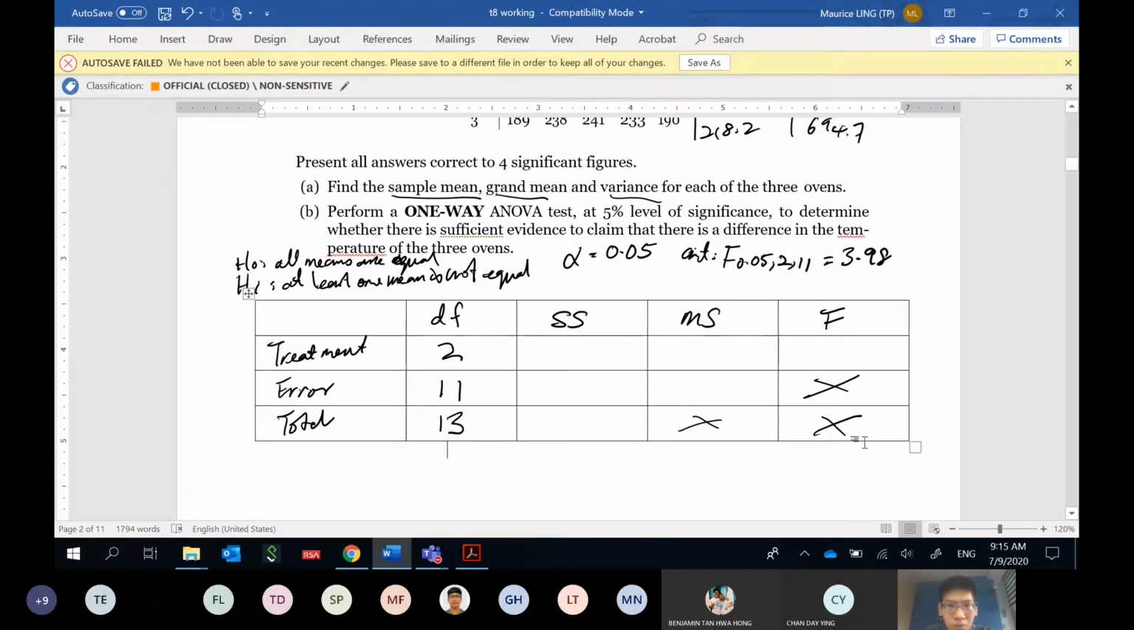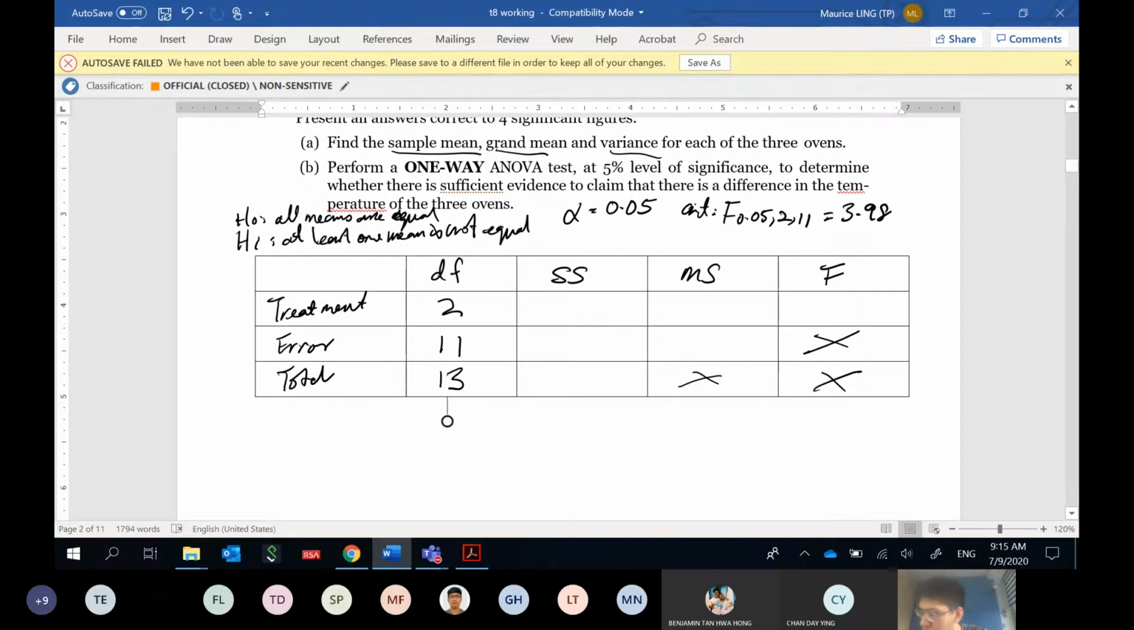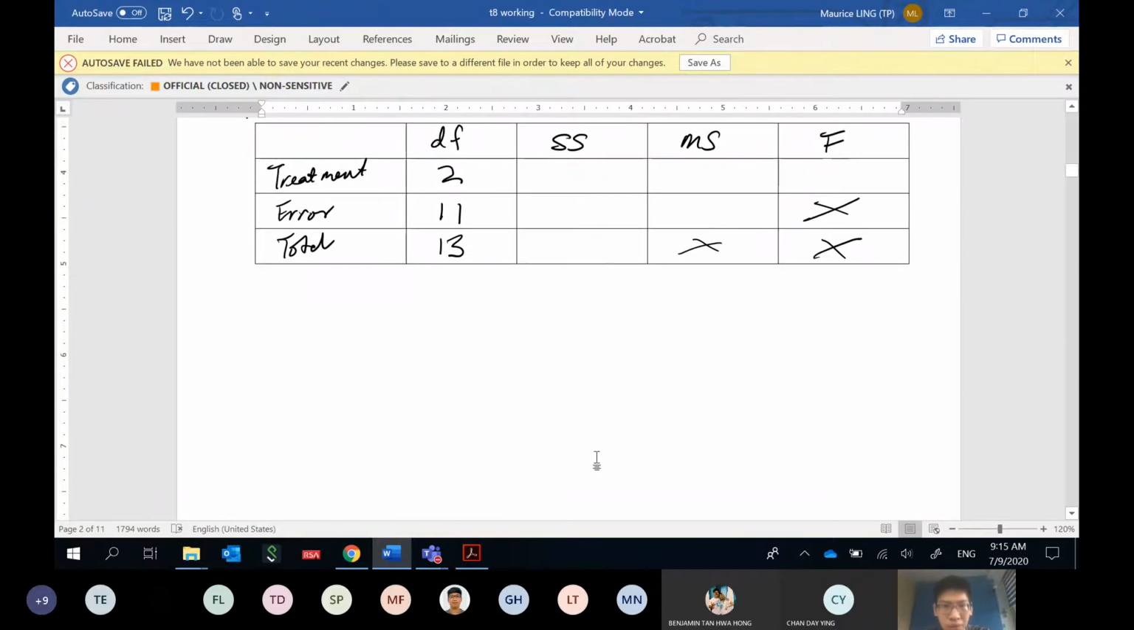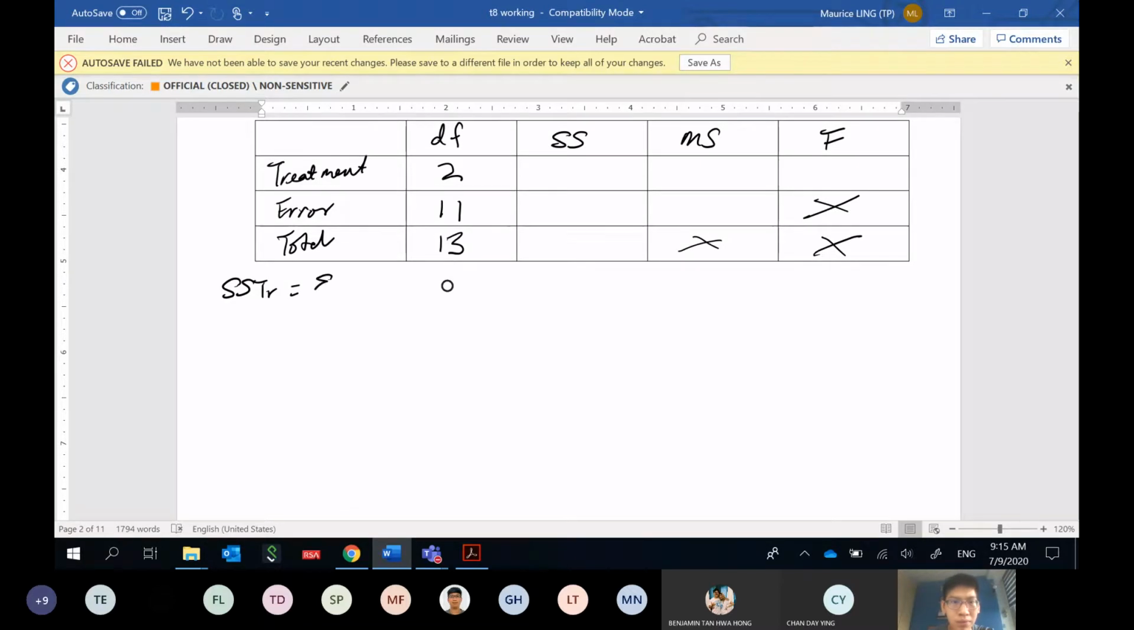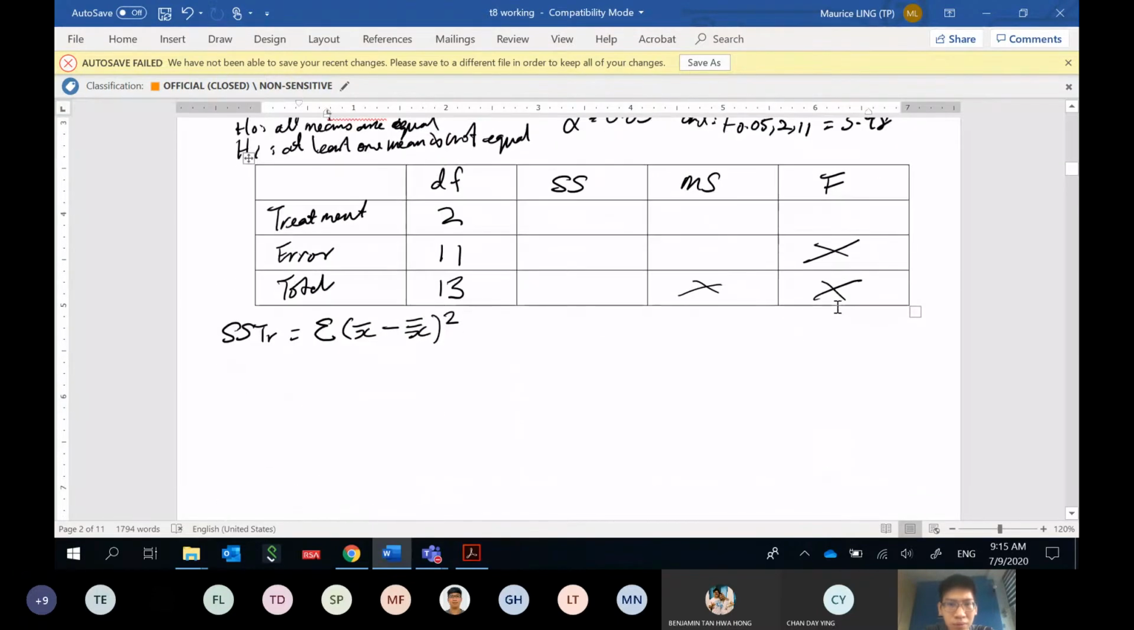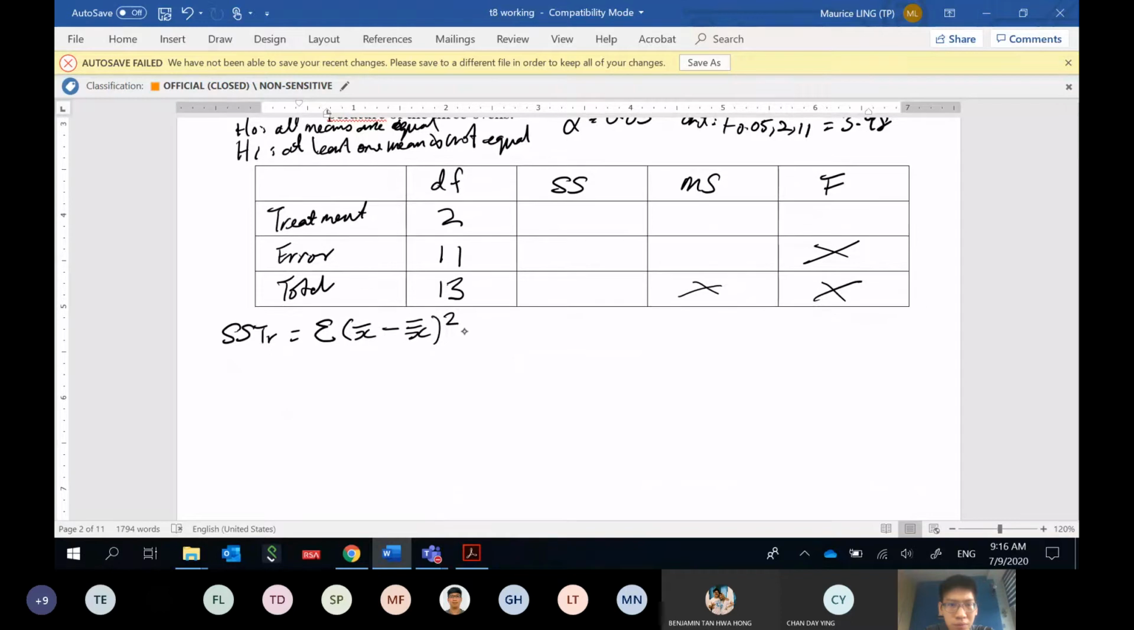Okay. So in order to calculate the sum of square for treatment, we need a formula. The formula is rather complicated. The sum of square for treatment will be the summation of the means minus the grand mean, squared, multiplied by the sample size.